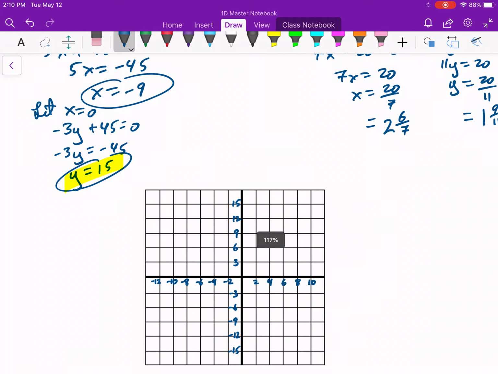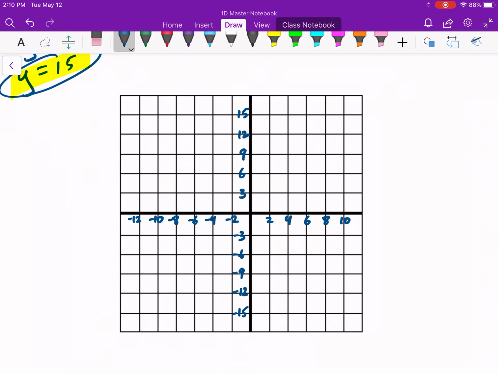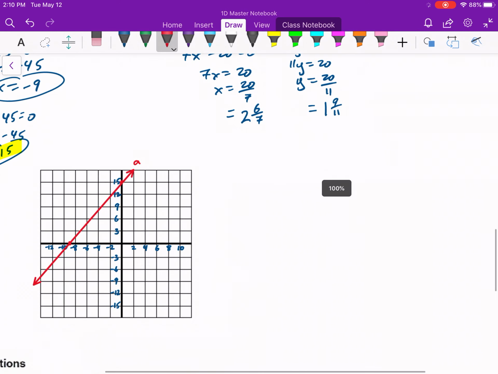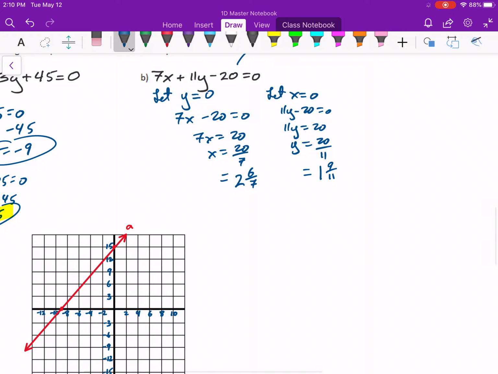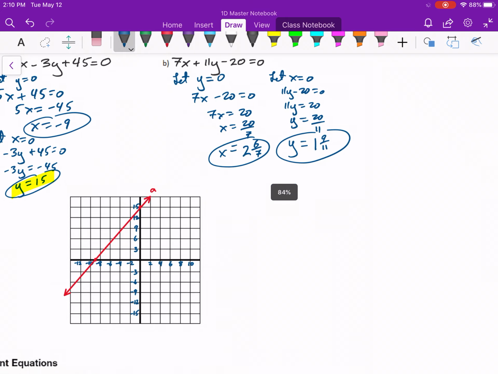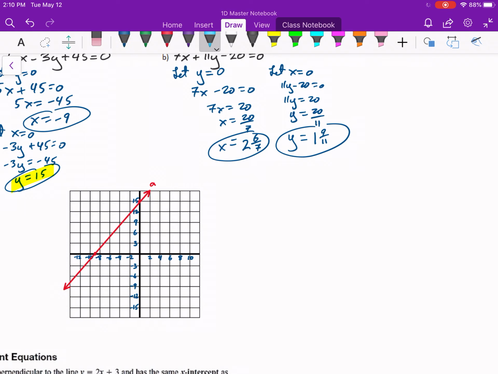All right, so negative 9, positive 15. Negative 9, positive 15. Connect the dots. And that's not too bad. There's A part. Let's go back and do B part. So this was my x-intercept here. This was my y-intercept here. Let's use a nice color for that one.